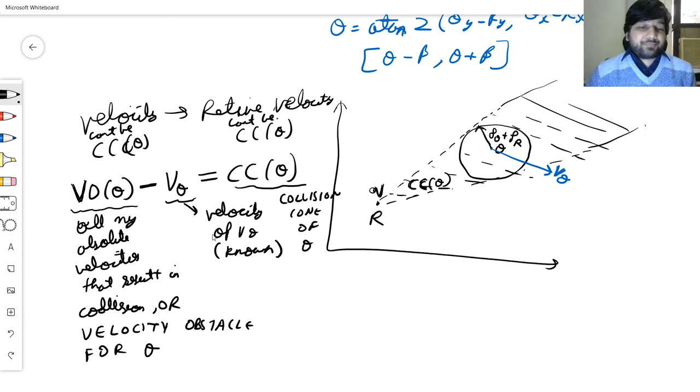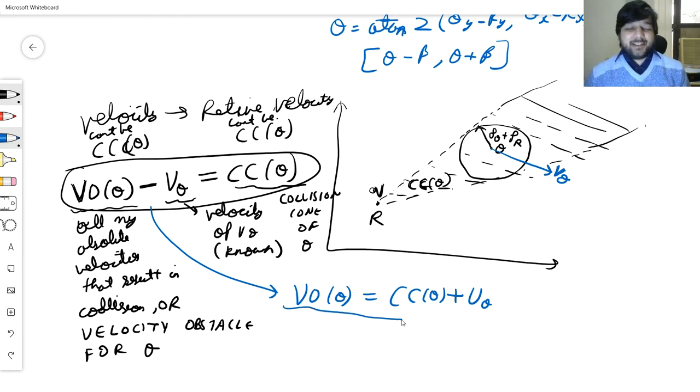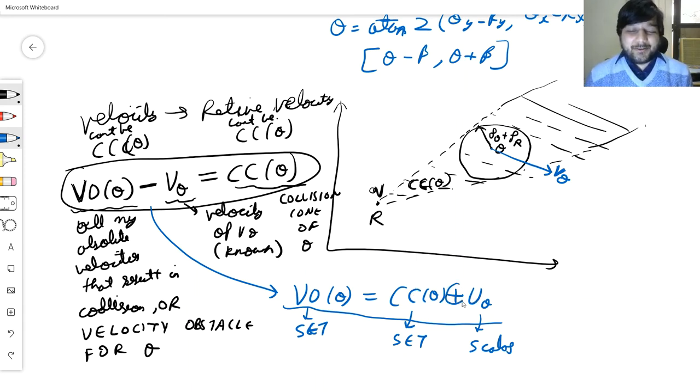So if I take this equation and solve it further, I get an obvious relationship: what I need to calculate, the velocity obstacle of O, is equal to collision cone of O plus VO. So that's my straightaway definition. Now, unfortunately, this is a set. It's a set of all velocities that cause a collision, all these things that you see highlighted over here. And this is a scalar. In mathematics, a scalar cannot get added to a set, so this is the Minkowski addition.